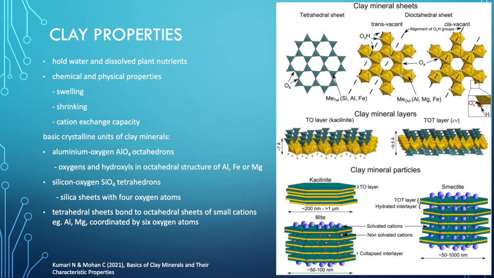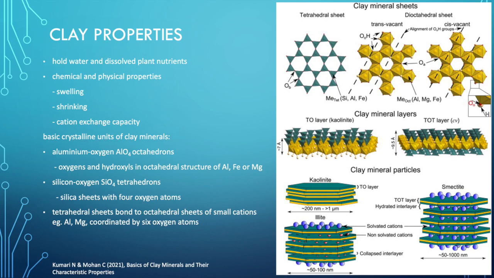Clays are very structured. The structure is based on the basic crystalline units of clay minerals, and there are 2 major types: aluminium oxygen octahedrons, which are composed of oxygens and hydroxyls in the octahedral structure of aluminium, iron, or magnesium. There are also silicon oxygen tetrahedrons, which are silica sheets with 4 oxygen atoms. The tetrahedral sheets are bonded to the octahedral sheets of small cations such as aluminium and magnesium, which are coordinated by 6 oxygen atoms. So this is actually quite complex.